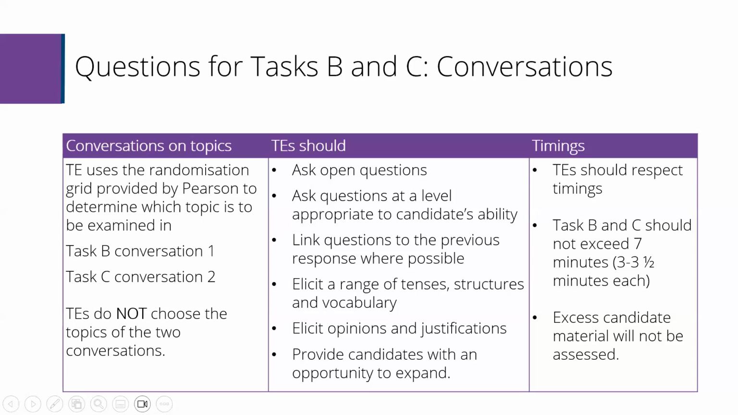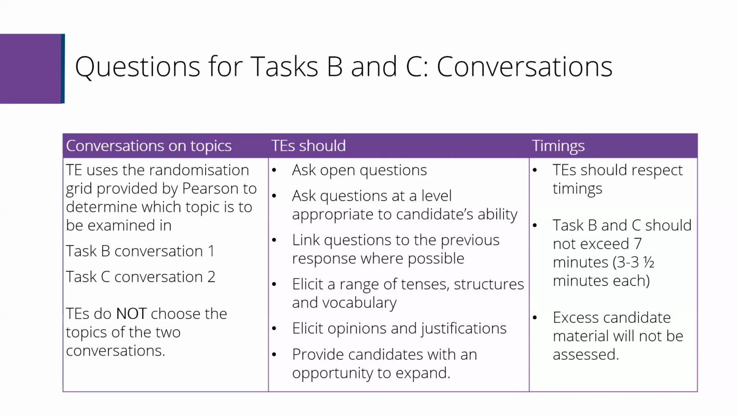Right. Okay. So you need to ask these open questions then. Questions, as I said, at the level of the candidate's ability. You need to link the questions as well to the previous response where possible. And this is really important too, because one of the things that will quite often happen is that the conversation ceases to be a conversation if it's a set of random questions that candidates have prepared in advance. So make sure that the conversation has, as far as we possibly can, a natural flow. You need to elicit a range of tenses and structures and vocabulary, elicit opinions and justifications, and provide candidates with an opportunity to expand.